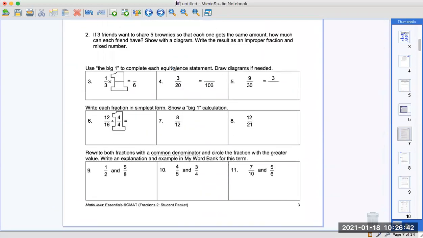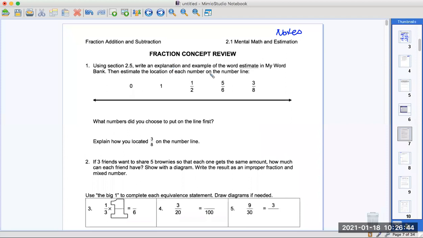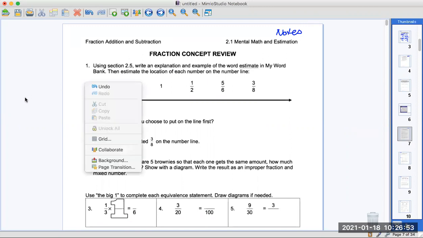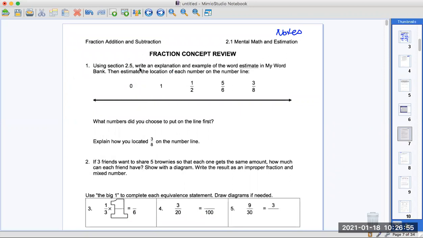The next page is page 3. Everybody ready for notes? Okay, so it says, using section 2.5, which is at the end of the book, write an explanation and an example of the word estimate. We already did that. Yeah, it's about an educated guess. That's what that is. In my word bank, done.